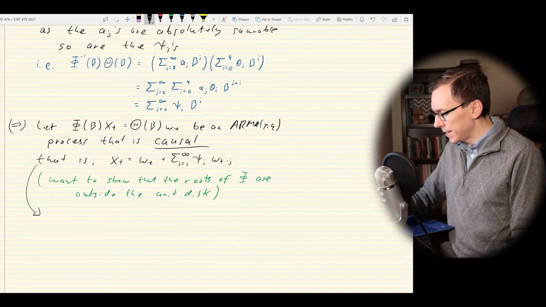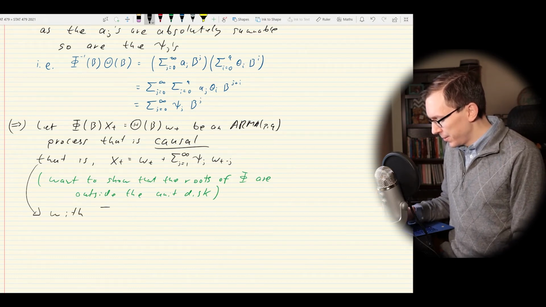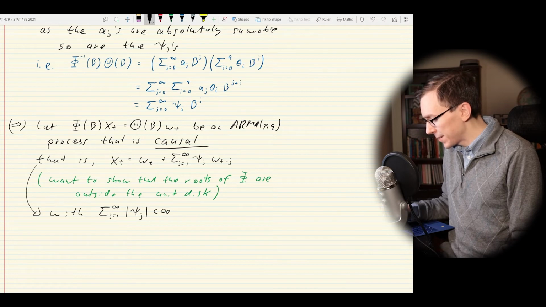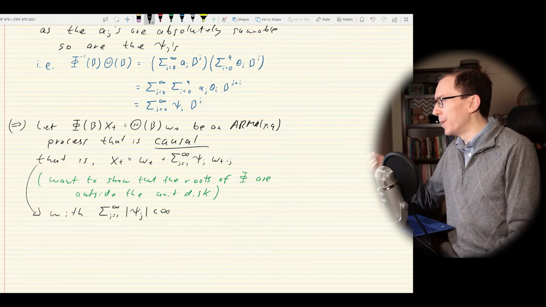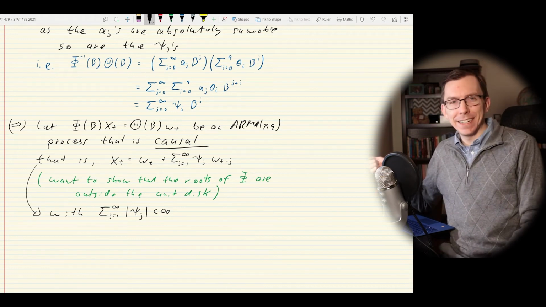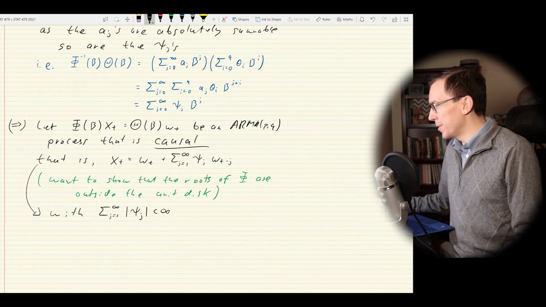One other thing I need to say is that the sum from 1 to infinity of psi j is finite, or again, absolutely summable, right? That's the only way these things make sense, if the coefficients decay fast enough, as they do by assumption here.